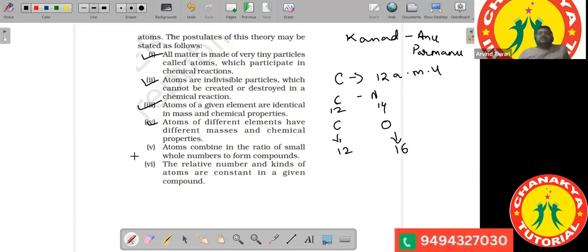Then the fifth one, which we just saw: atoms combine in the ratio of small whole numbers to form compounds. Atoms always combine in the ratio of small whole numbers. Just now we determined the ratio of masses of iron and oxygen present in Fe2O3. We determined the ratio of hydrogen and oxygen present in water. So atoms combine in the ratio of small whole numbers to form compounds.